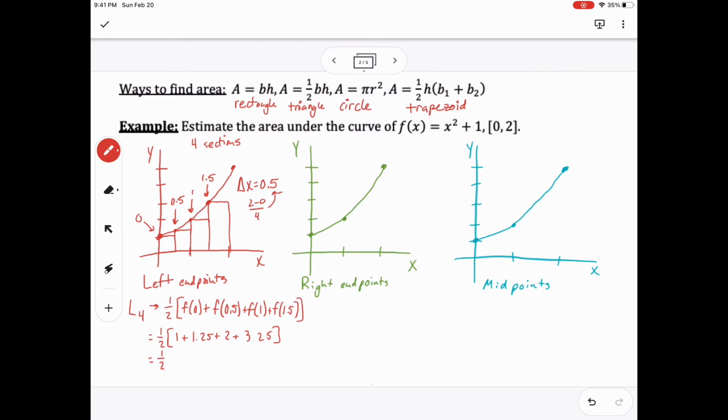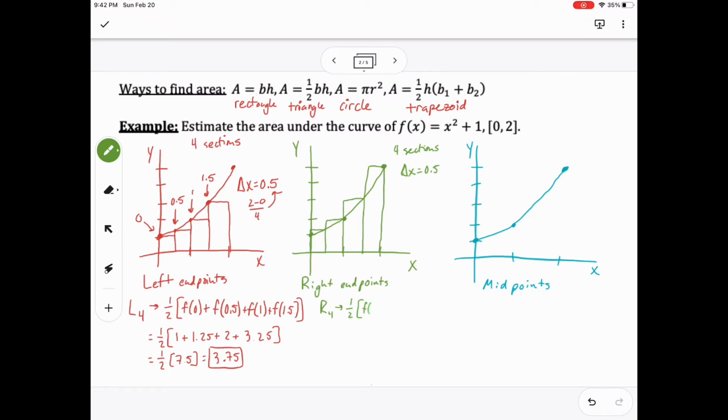And then each of those endpoints is an x value, and so I know what the height will be because it's the y value attached to those x values. And so when I plug those in, I'm able to find that based on the left endpoints, my area would be 3.75. I can do the exact same thing with my right endpoints.